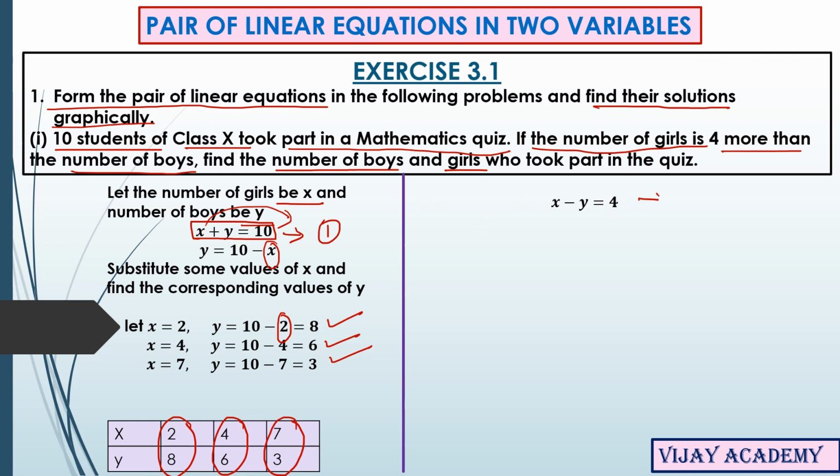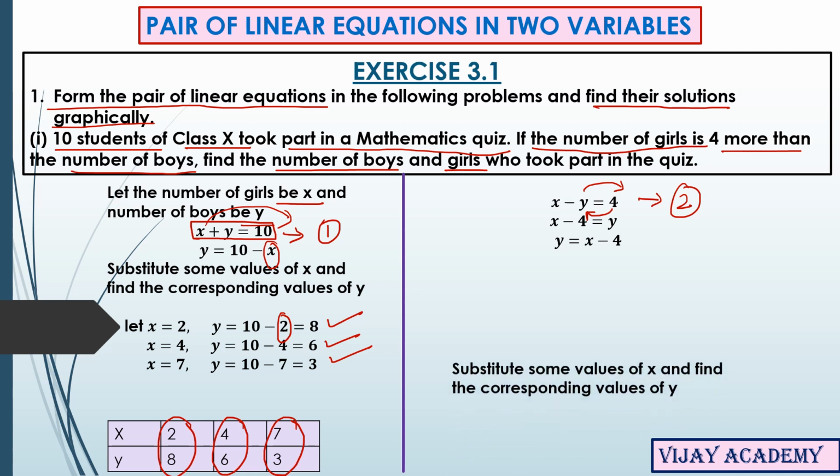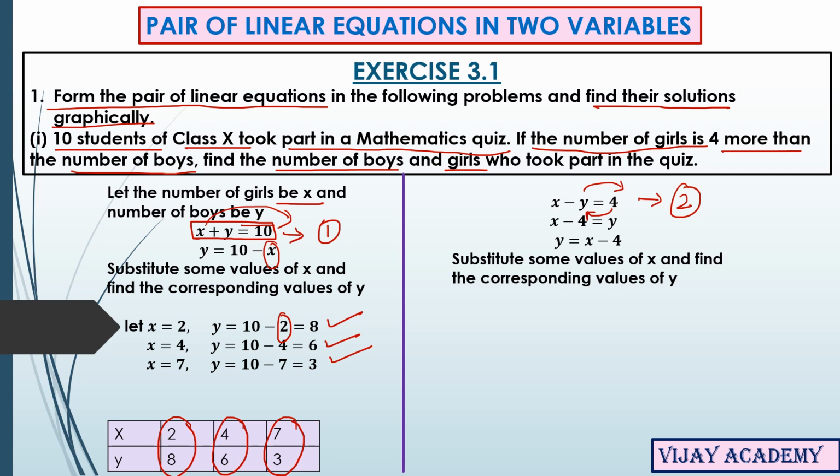So again here you can write the equation for any variable in terms of the other variable. Now let me transpose minus y to RHS and 4 to LHS. So we get the equation, that is y equals to x minus 4. Now again let us substitute some values of x and find the corresponding values of y.